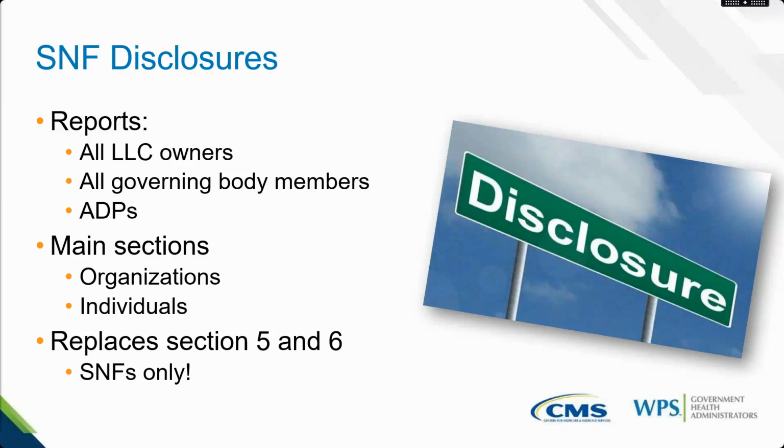So with the new disclosure attachment, essentially, it breaks down into 5 main categories of data that must be reported. So all LLCs, or limited liability companies, all corporations, all LLC owners need to be reported. So if the SNF is an LLC, all of their owners need to be reported regardless of percentage. And that's going to be a change because there is a 5% threshold in Sections 5 and 6. That 5% threshold for a SNF that is an LLC has been removed.